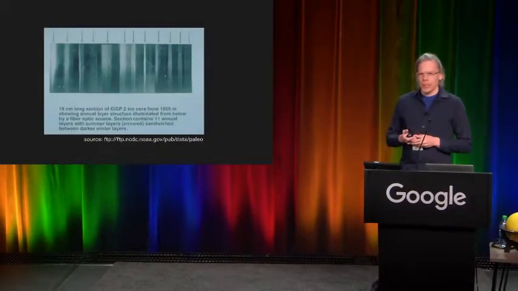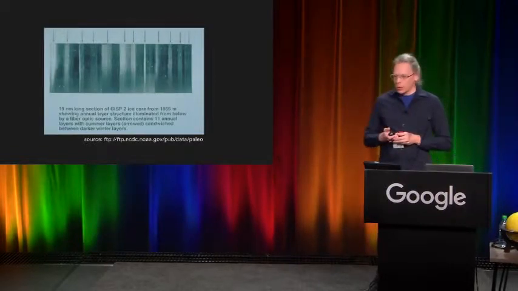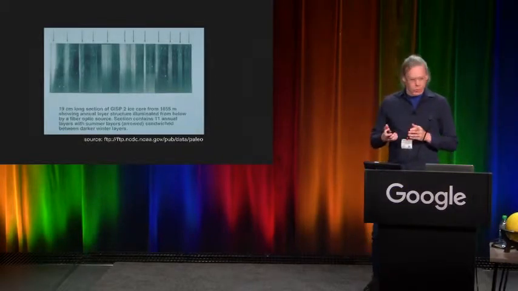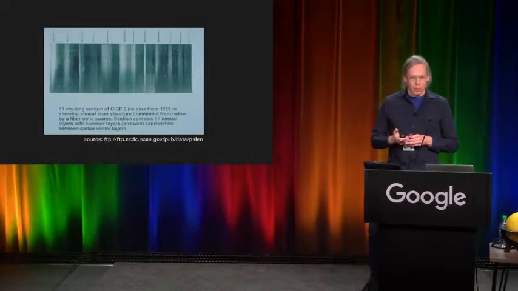This is a picture of the data source of the previous data set. This is a picture of a Greenland ice core. It shows the annual layer structure, so it's actually a visualization itself. It is a proxy data source.